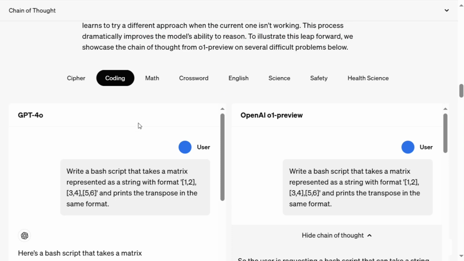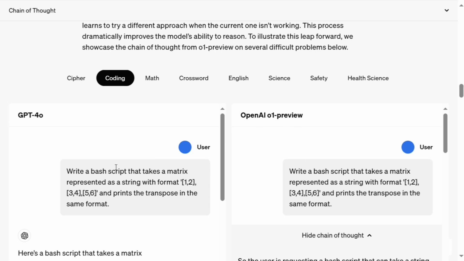So let's get started. First of all, we will be picking up a coding problem. This is the input we are giving to both the models: write a bash script that takes a matrix represented as a string with format and prints its transpose. Similarly, the same prompt goes to o1 also.